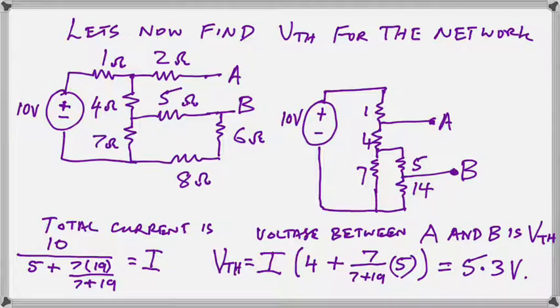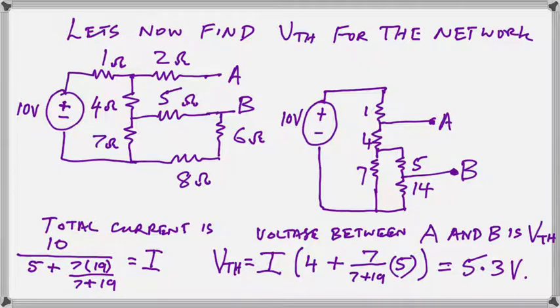The total current is easy to spot because we add the 4 to the 1 ohm to get 5, and then we add that series combination to the parallel combination of 7 and 19, which is the 14 and 5 ohm resistor added together. So this is a series parallel combination that's easy to solve. And when we divide the voltage, 10 volts, by that total resistance, we get the total circuit current, which is I.